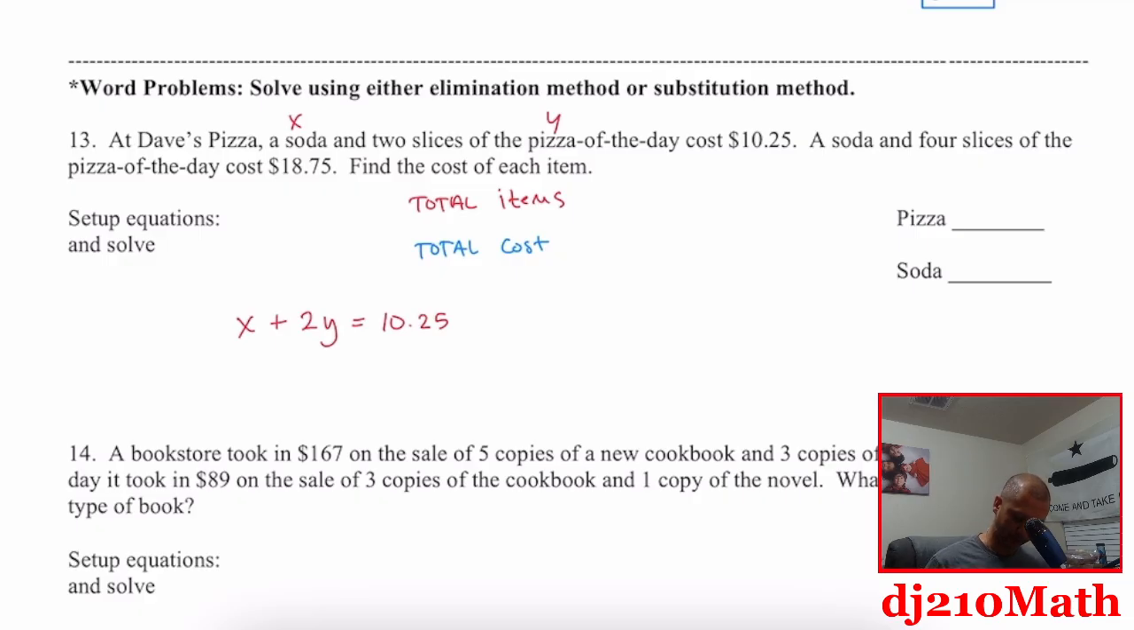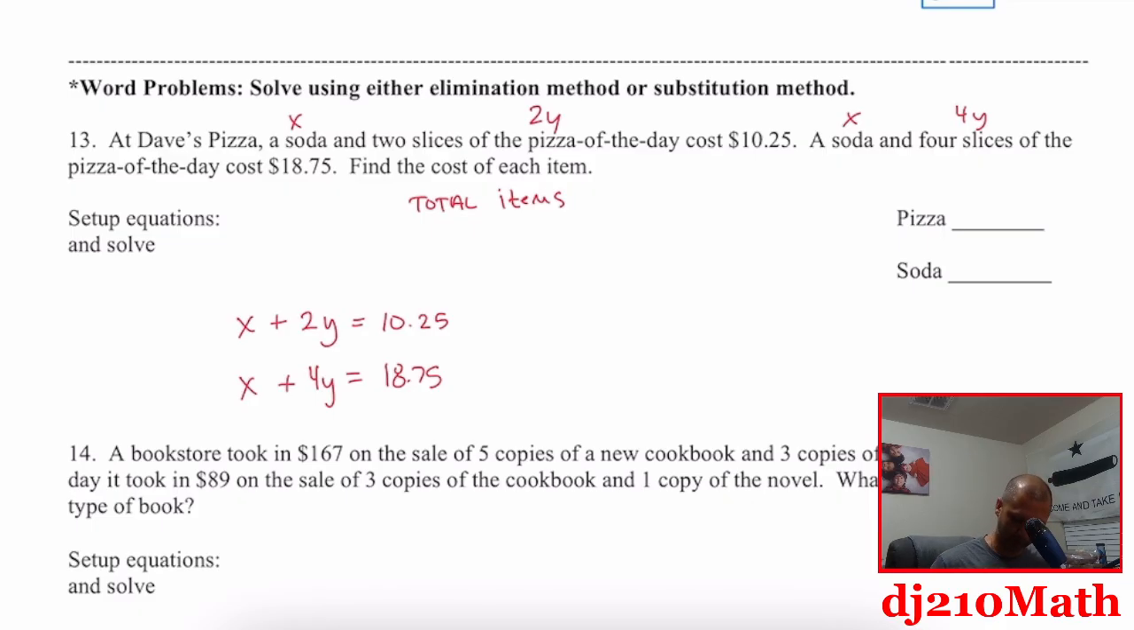Okay, so the total cost is actually not gonna play a role here. We'll just have 2 equations of the different prices. So then 4 slices of pizza and a soda. All right, so x is still the soda, and then this time 4y because it says 4 slices. Here it was 2y for 2 slices. So this is plus 4y, which is $18.75. Okay, there's our 2 equations in our system.